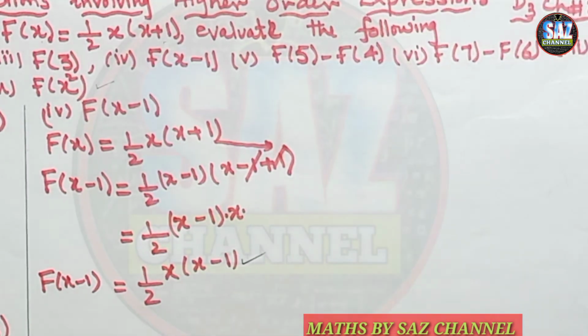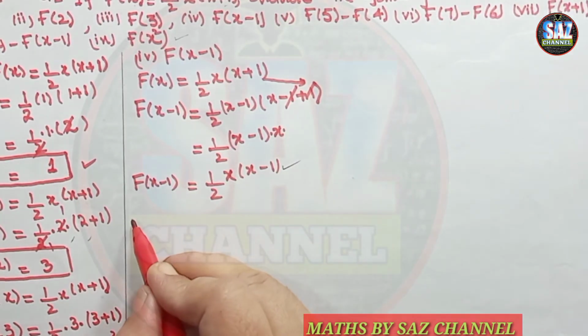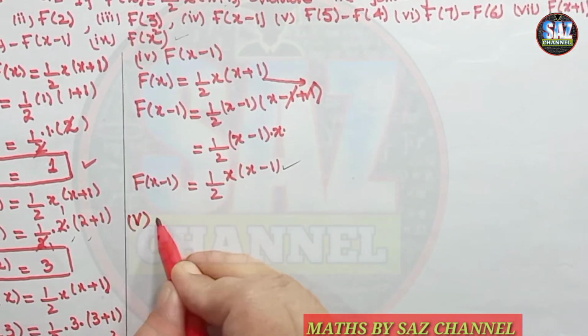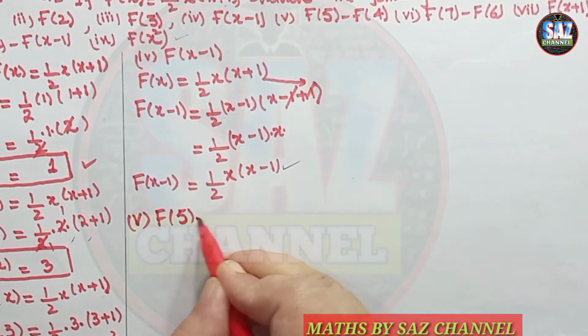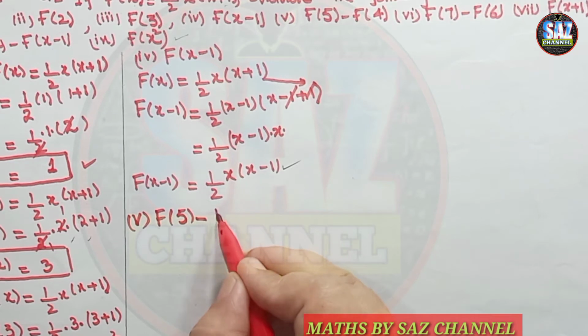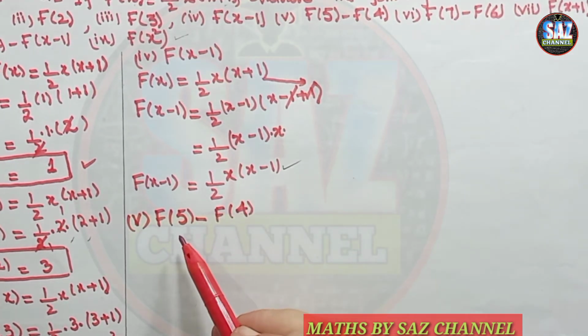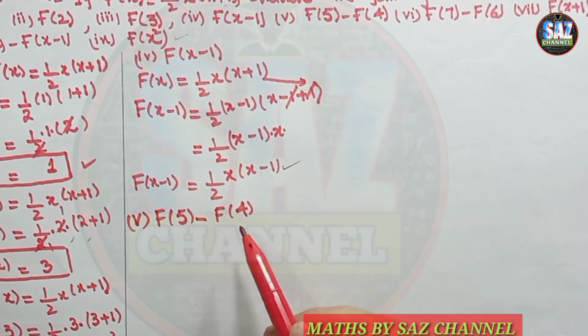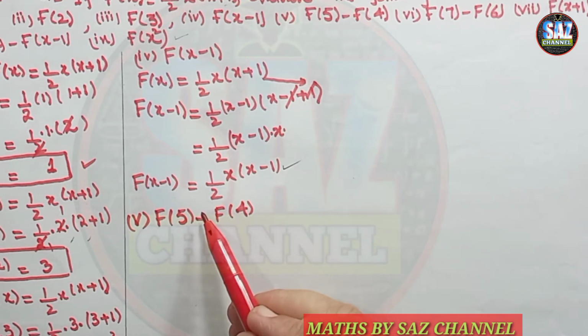Let's move to the next part of the question, that is f of 5 minus f of 4. F of 5 minus f of 4. So for the solution of this part, what we have to do, first of all, we have to find the value of function at x equals 5 and then x equals 4, and then we have to take the difference between those two answers.